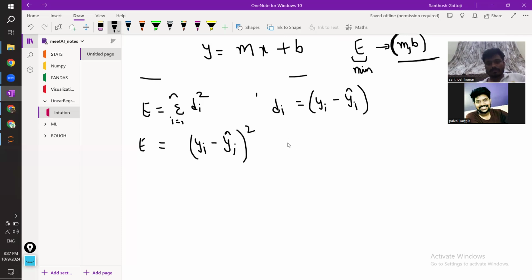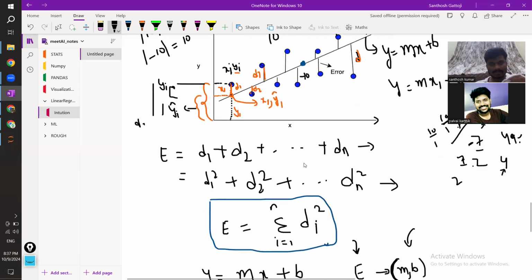Predicted value. Correct. But from where are you going to get this yi hat? Who is giving you the prediction? From the line, right? Now, what is the equation of the line? y equal to mx plus c. So what will be the equation of this line when y is yi hat? yi hat equal to m xi plus b.